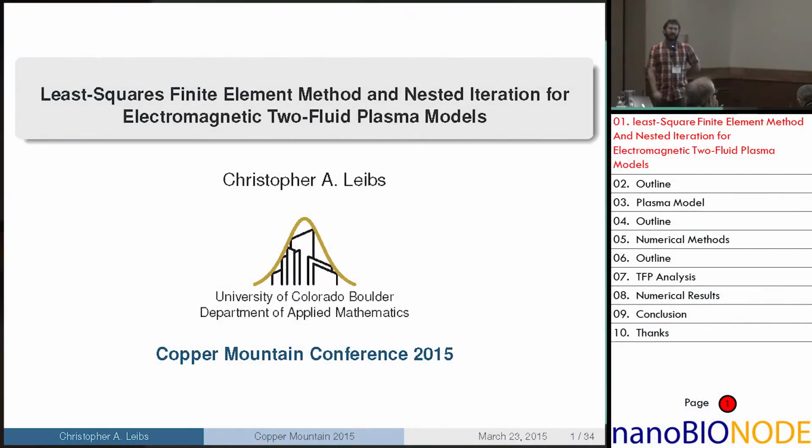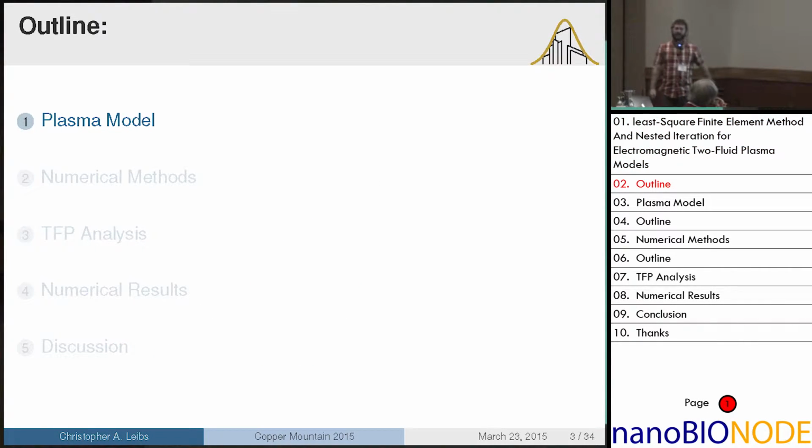First, we're going to talk about plasma models in general. I think Ben's talk at the end of this session will go into a bit more detail about plasma as well.